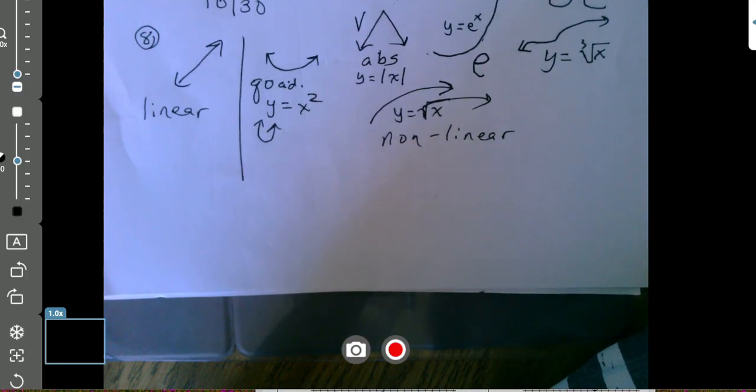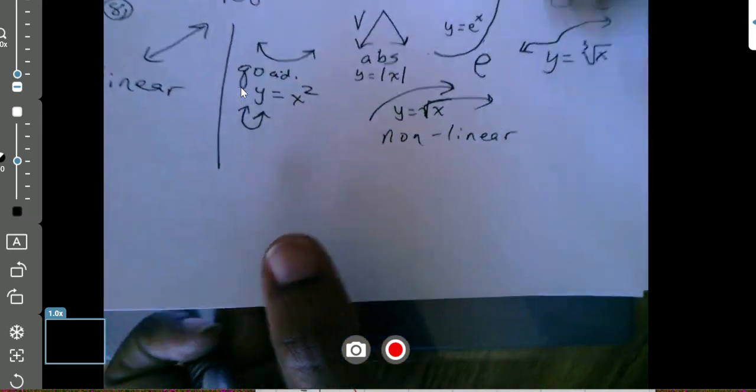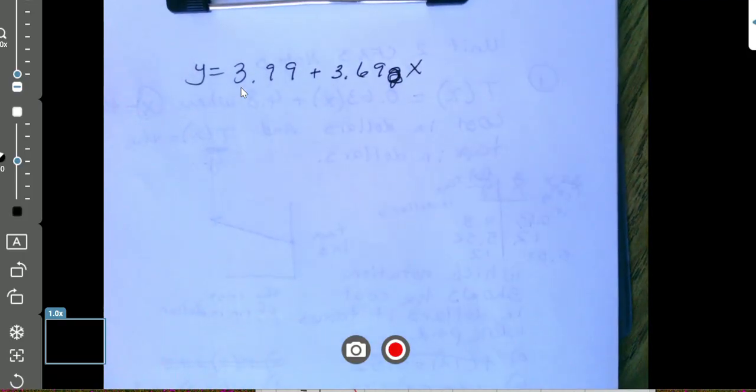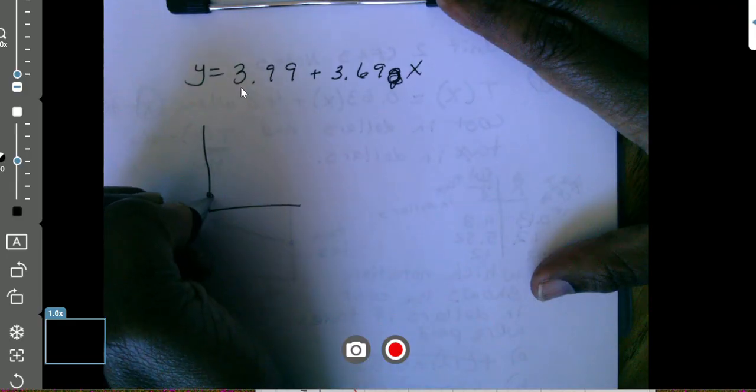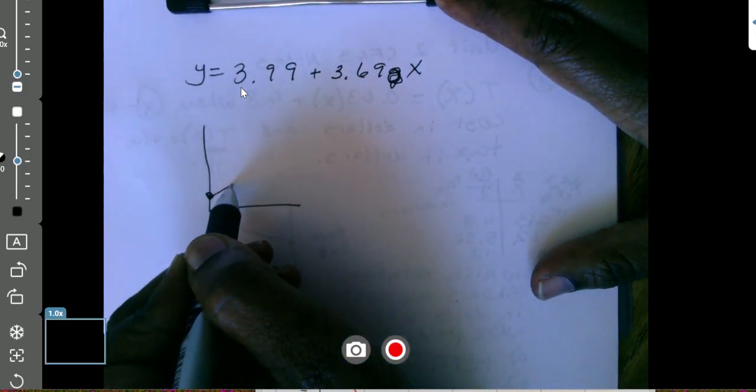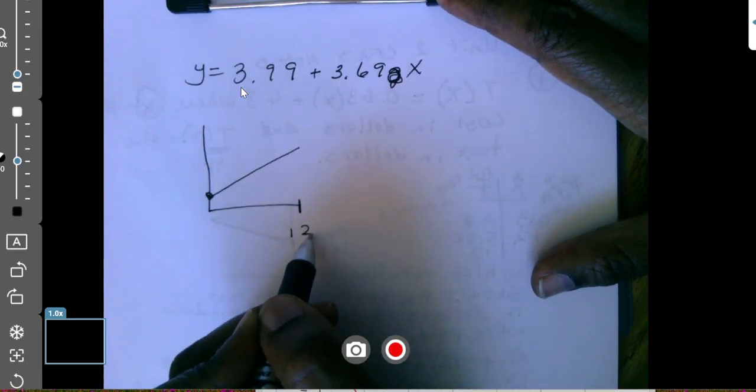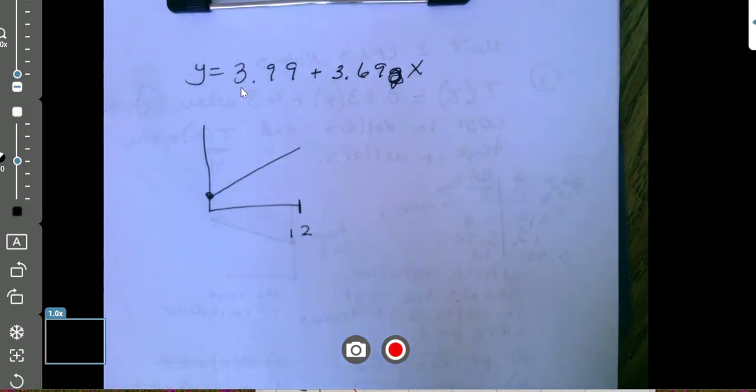Alright, moving on. Alright, I went to the gas station. I bought some gas. The function for it was something like, I don't know, what was it, Brian? Y equals, it was $3.99 fee, and then the gas was probably about $3.69 a gallon. I remember it was expensive. What are we doing with this problem? We need to talk about what the graph is going to look like. $3.99 is the initial fee, and then it's going to increase, and I can only hold 12 gallons of gas. Alright, keep that in mind.